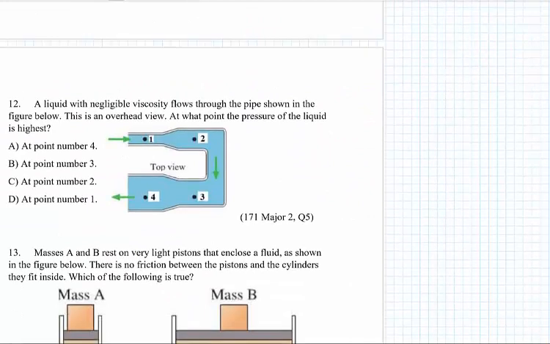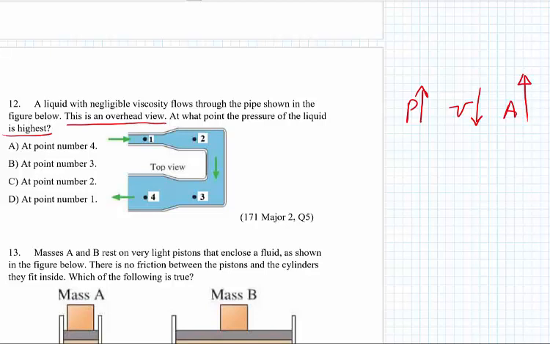Let's see this one. A liquid with negligible viscosity flows through a pipe shown in this figure. This is an overhead view, so it's like a horizontal pipe. At what point is the pressure of the liquid highest? We know that the pressure is high when the velocity is low. And we know that the velocity is low when the cross-section area is high.